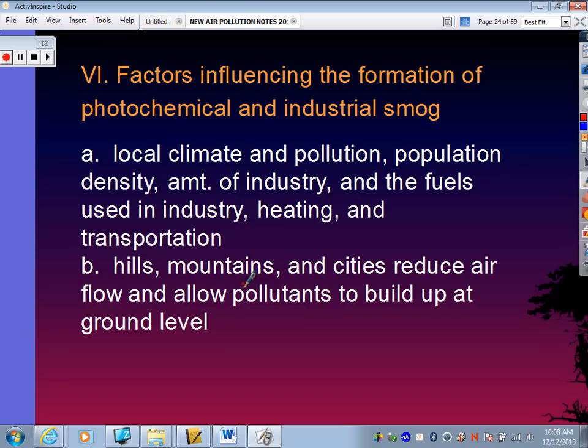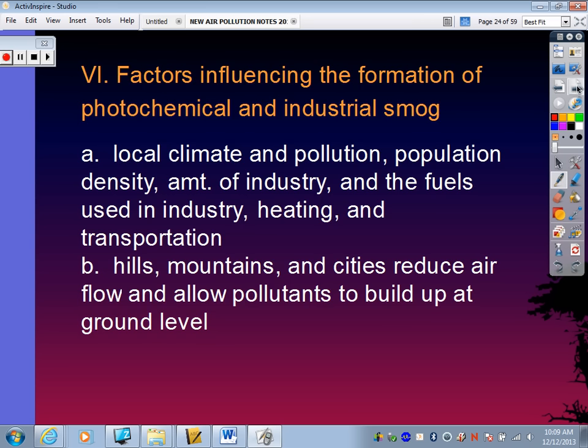And so we're going to look at something called an inversion here in a second. That's where the topography and the hills and the mountains and the airflow of the city really become a big issue as well. Okay, moving on.